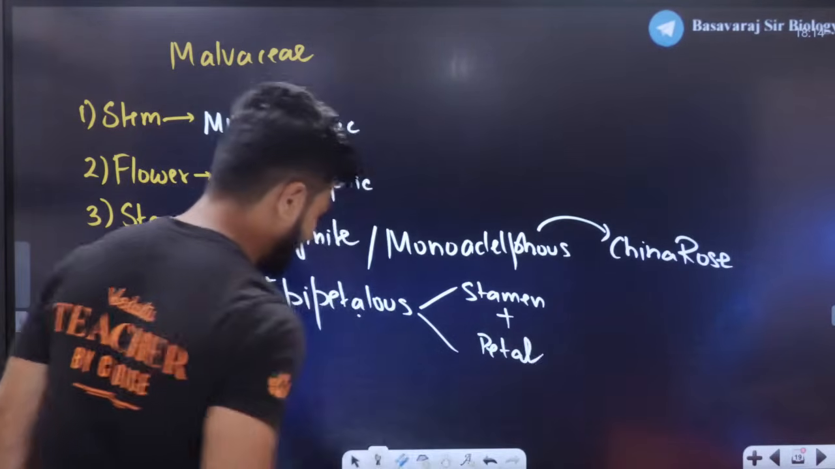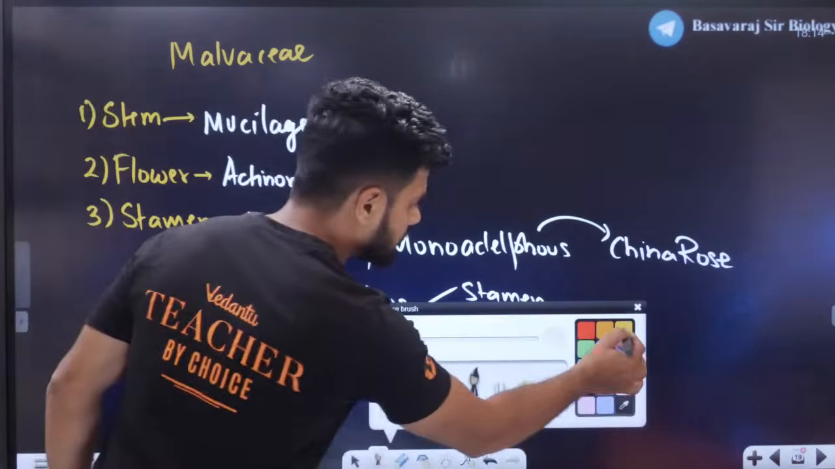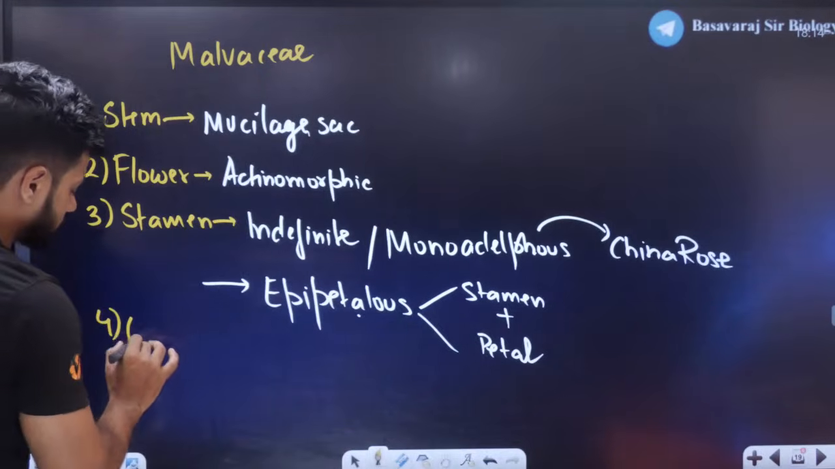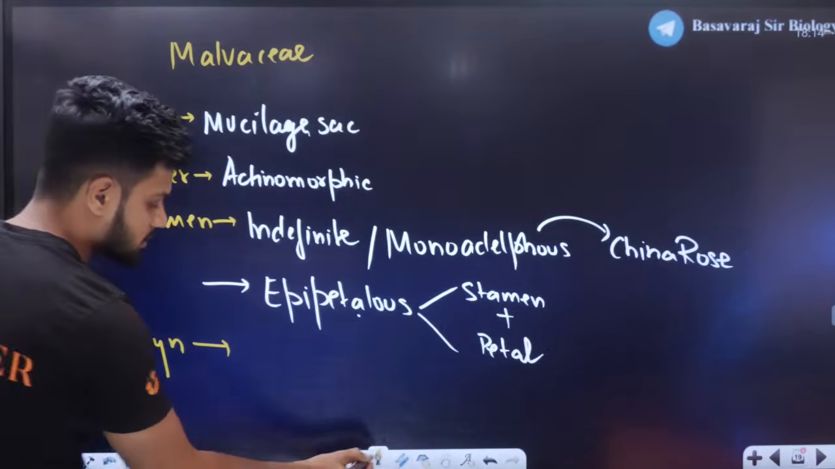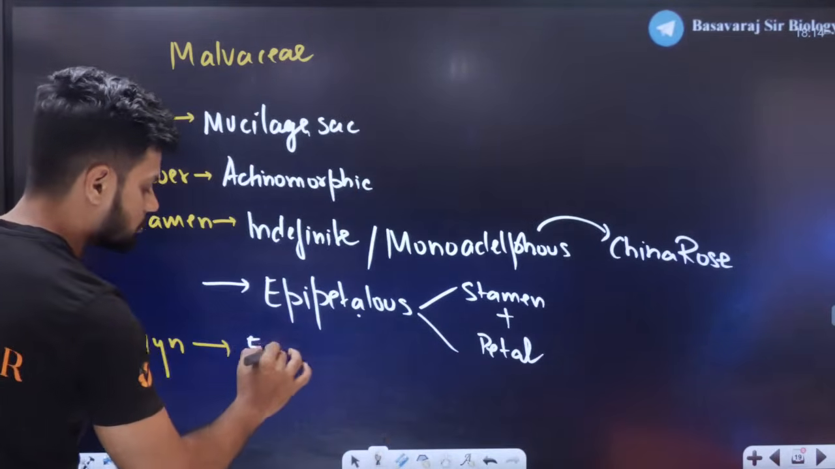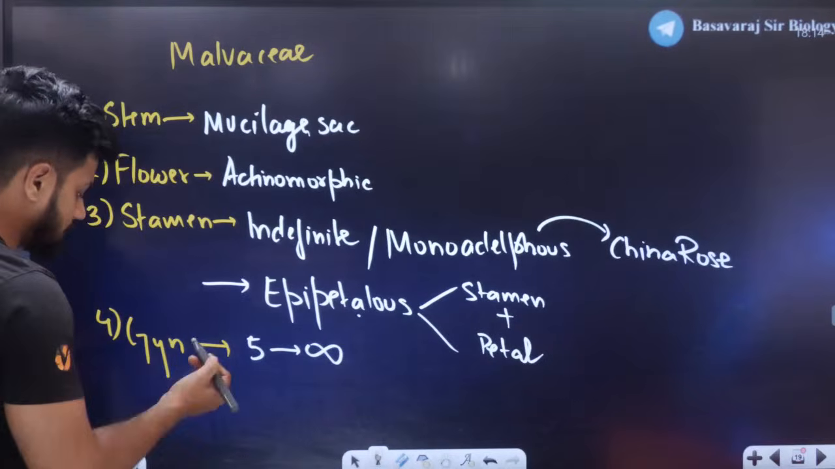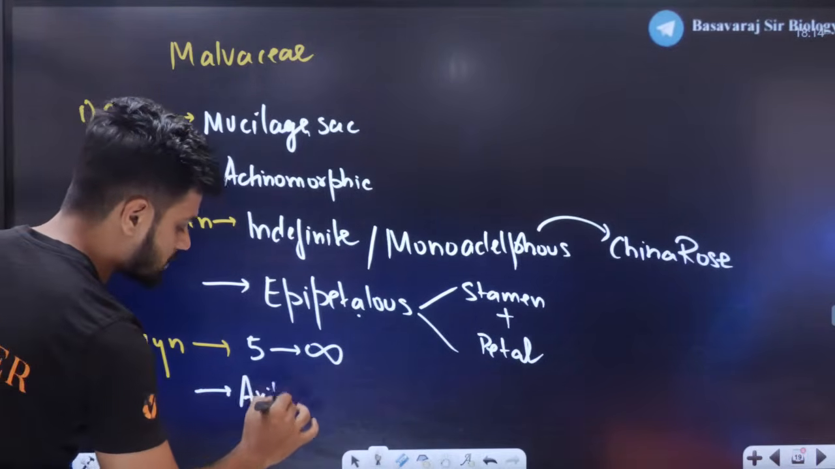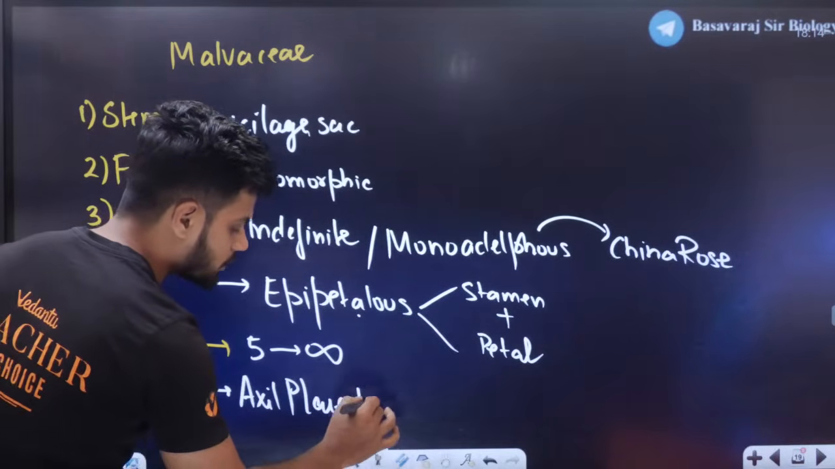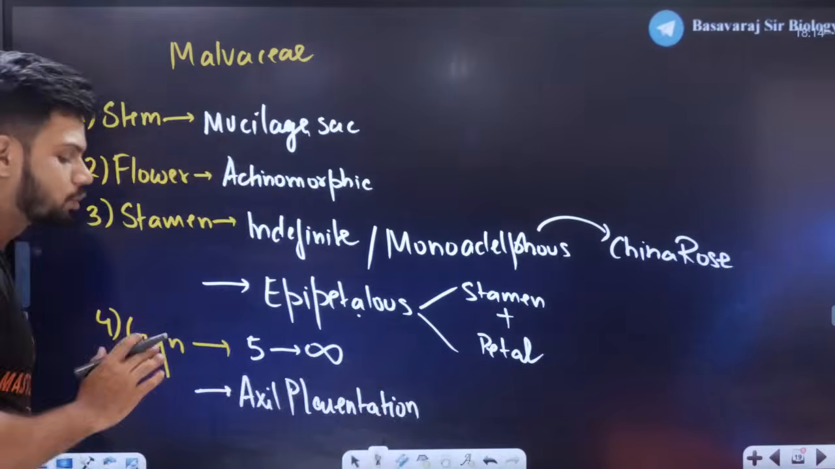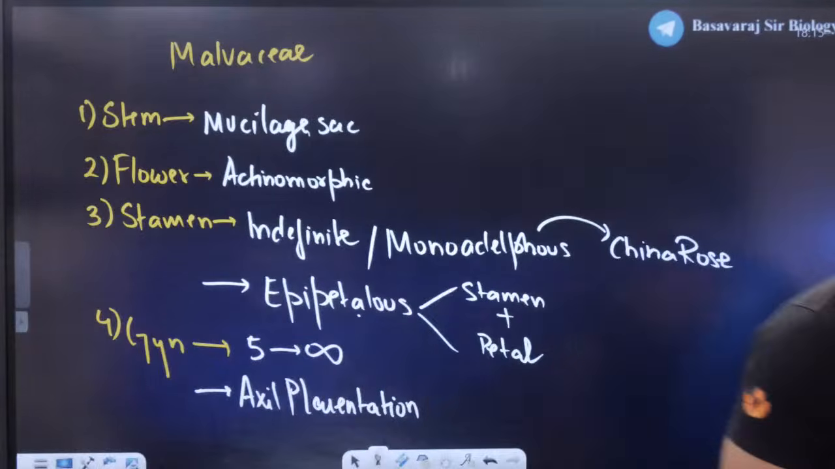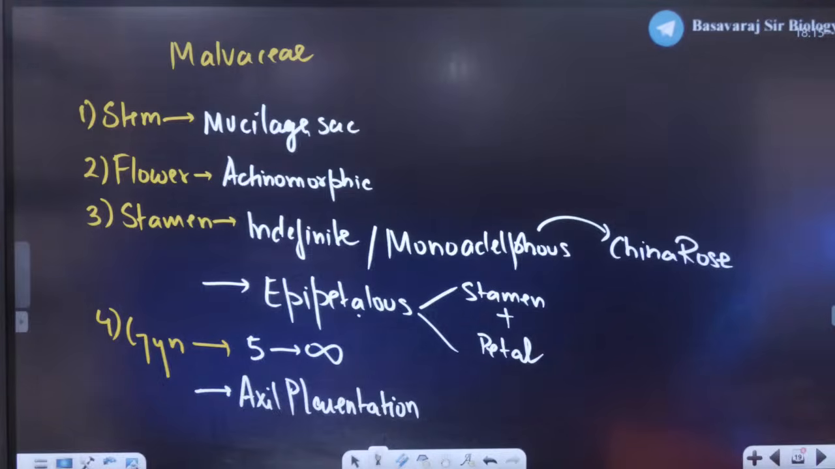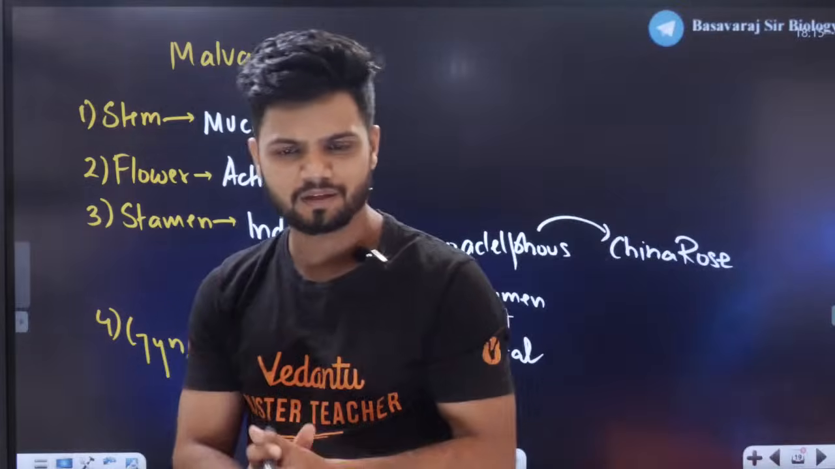Apart from that, what about the gynoecium, students? Anything special in the gynoecium? Yes, 5 to infinity carpels. What is the placentation? Axial placentation. So if you remember the following points, many of the questions can be solved very easily. Clear, all of you? If you're able to understand till now, quickly smash that like button for the quick rapid revision of your plant families.